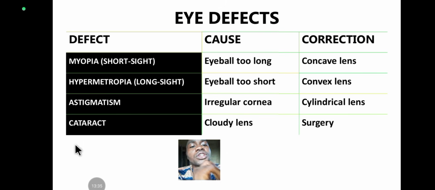All right. So we have the 4th one, which is what? The cataract. Okay. Cataract is also an eye defect, whereby the lens becomes what? Cloudy. Okay. Light can't pass through the lens as it used to pass through it. All right. So that now leads to what? In turn leads to blurry vision. All right. So let's look at the cause of each.